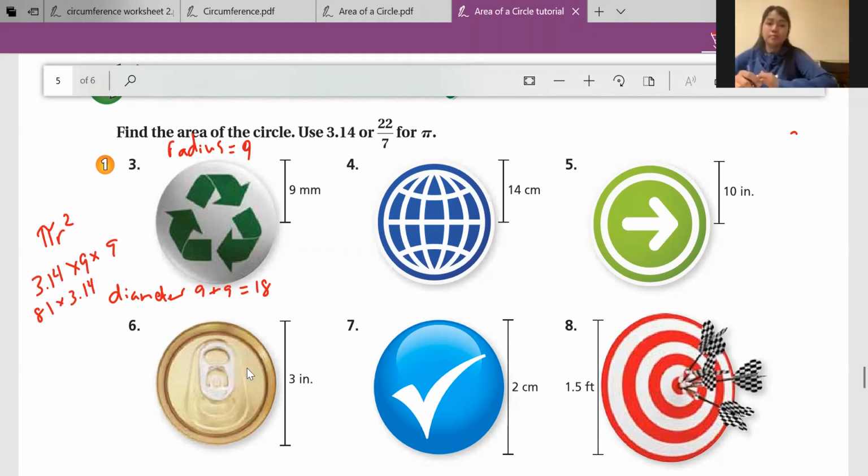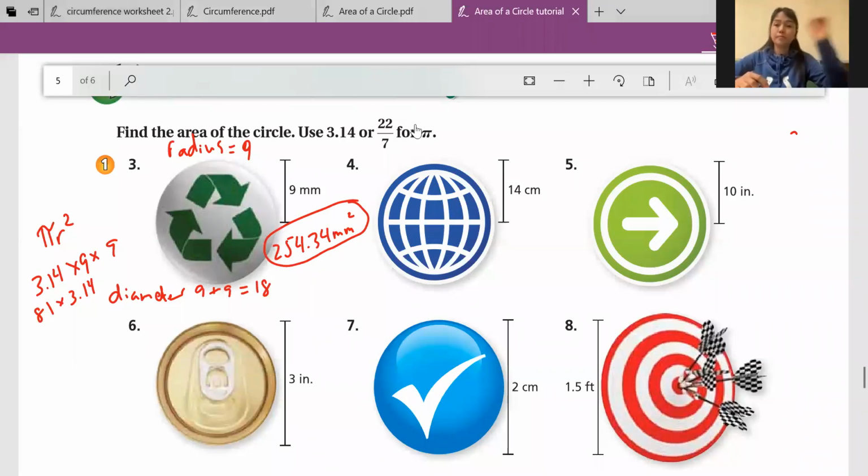So if I pull up my calculator here, I have 3.14 times 81, and that equals 254.34. So I'm going to write 254.34, and that's millimeters squared. And that's how I would solve area for that first circle.